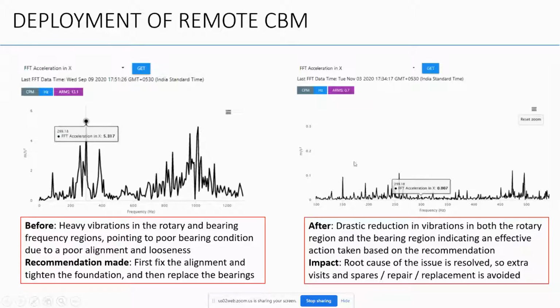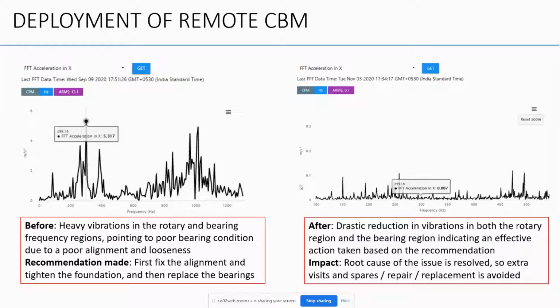And now what this also ensures, because the root cause has been fixed, right? Replacing the bearing is not really going to solve the problem. The root cause of alignment, which was causing the bearing to fail earlier than expected, is fixed, so now the bearing will have a good life, as well as the equipment will have a longer life. So the sudden erratic failures, or the mean time between these failures, is going to get extended drastically.